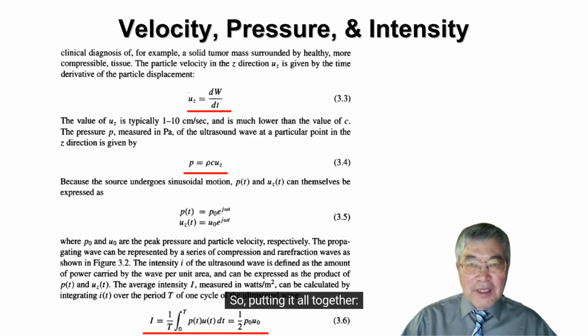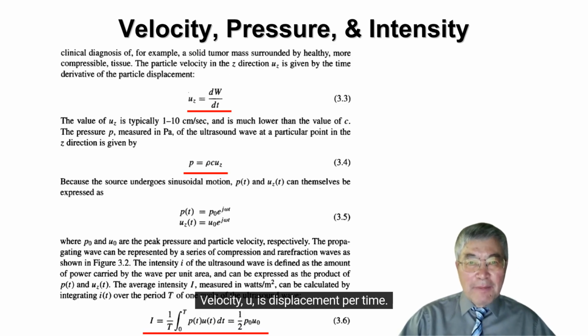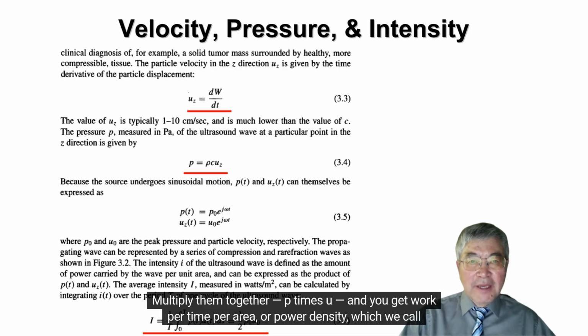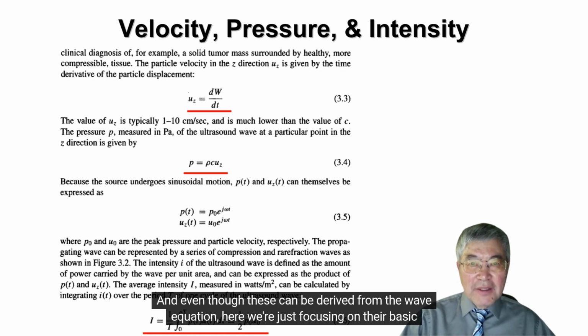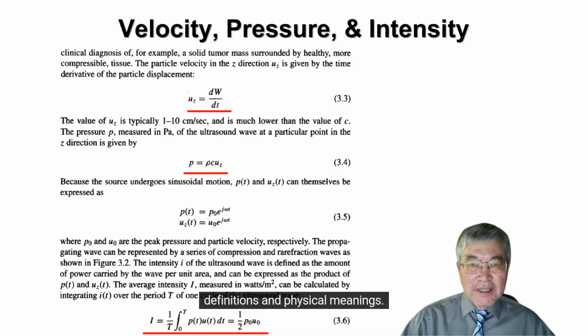So, putting it all together, pressure P corresponds to force per area. Velocity U is displacement per time. Multiply them together, P times U, and you get work per time per area, or power density, which we call intensity. That's how these three physical quantities, velocity, pressure, and intensity, are all linked. And even though these can be derived from the wave equation, here we're just focusing on their basic definitions and physical meanings.